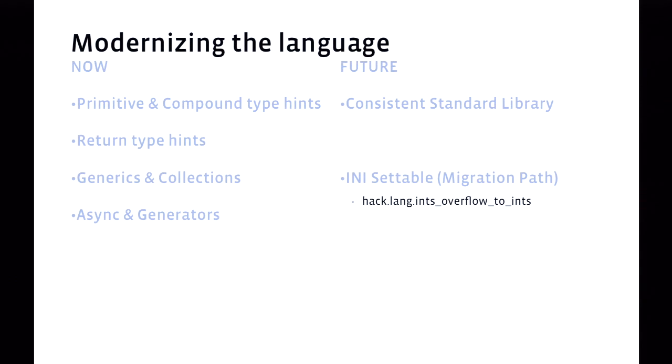And I also want to talk a bit about the language. So you saw before about primitive type hints, return type hints, generics, collections, asyncs, all the awesome things in the language. But what's coming up next? So the 2 big efforts that the open source team wants to focus on is a consistent standard library, right? So the number one thing that everyone makes fun of PHP for is its standard library, argument order, consistency, that should be a thing. Or naming might be a nice thing to be consistent on.